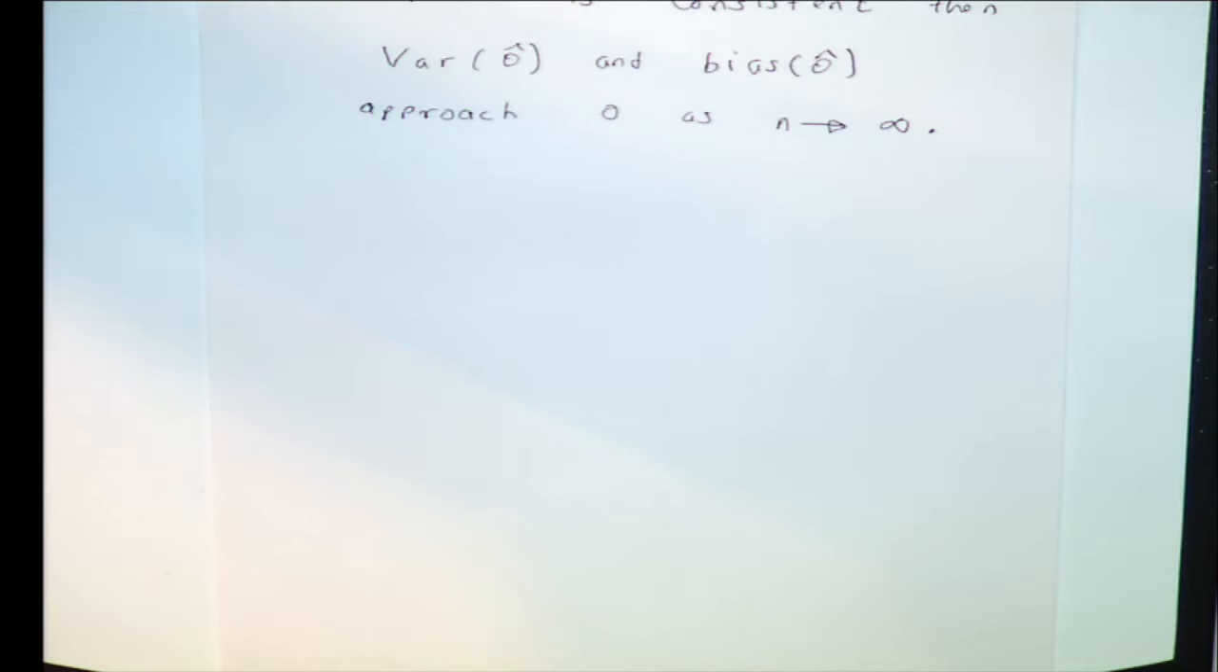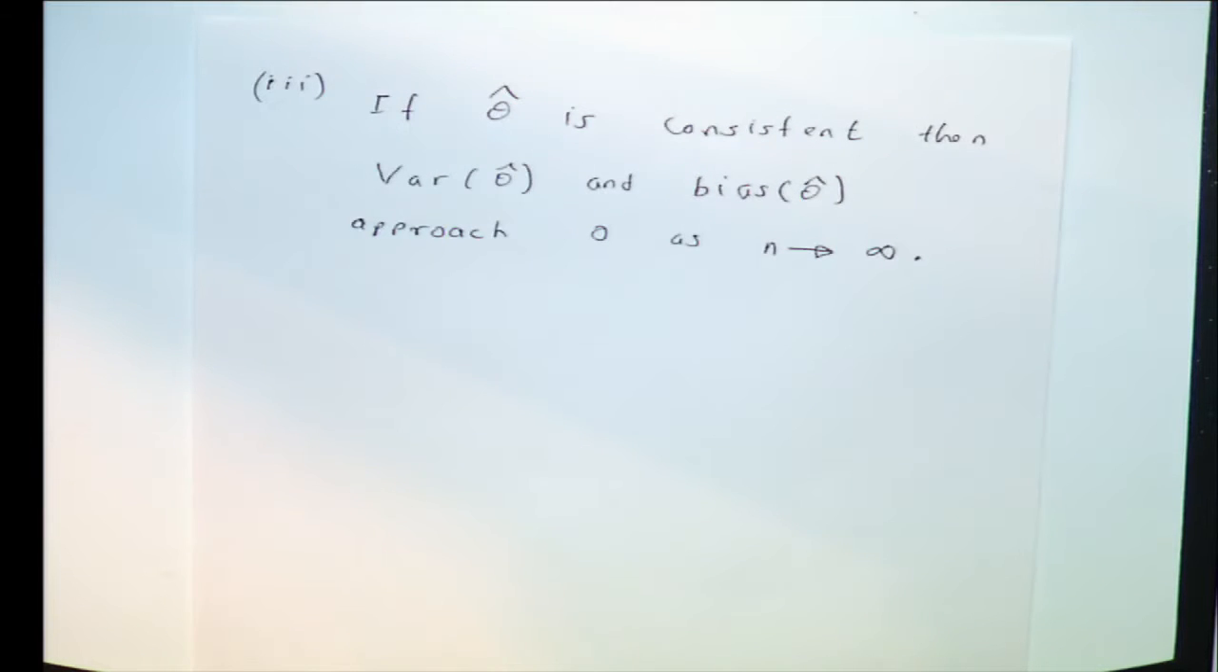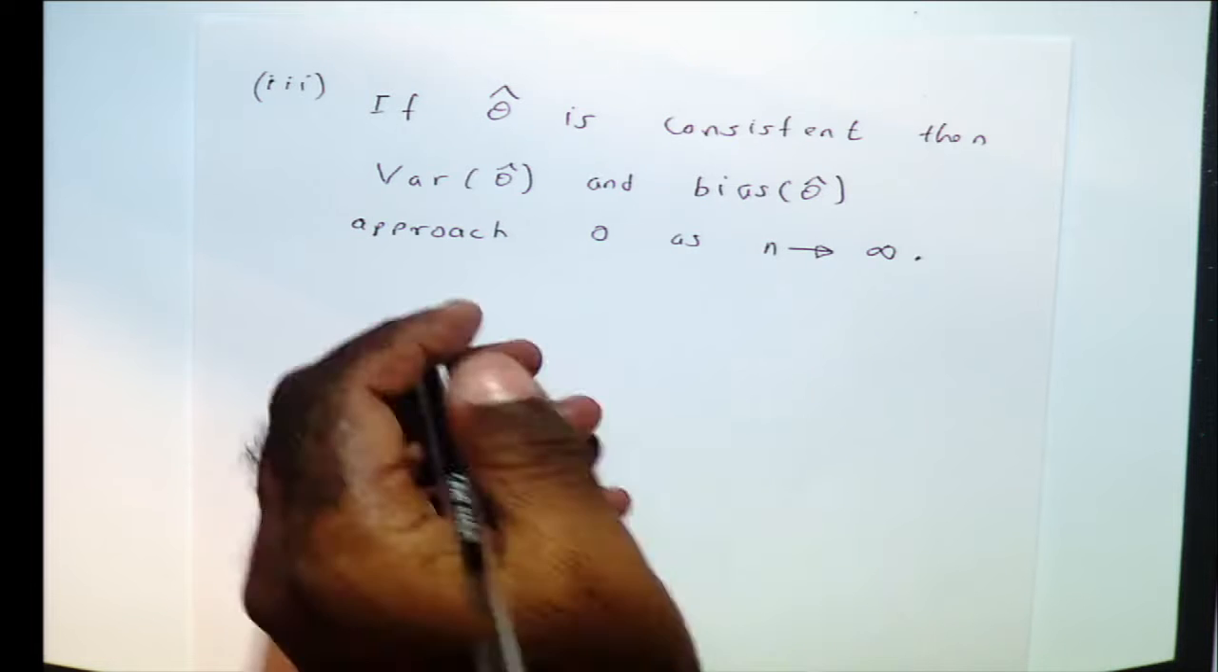This is property 3, which says that if theta hat is a consistent estimator for theta, then the variance and the bias of theta hat approach 0 as n approaches infinity. Right? Now, this is very easy to prove.